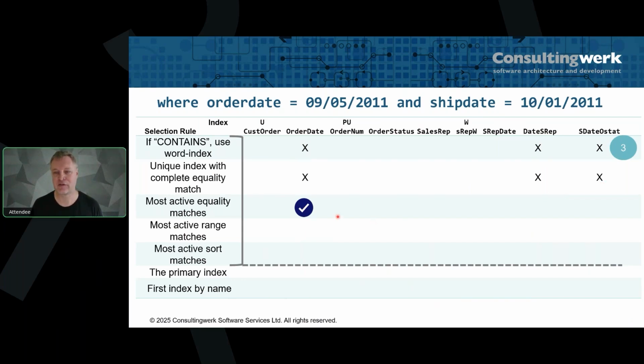And you can infer that, because each of these indexes have one active equality match, but these two don't. But the date srep is not picked, which I would think would be the case if we went all the way through and picked by name. So this is where assumptions or where you really need to verify not just that the index you think is being used, but that it's the right index for what you want to do.